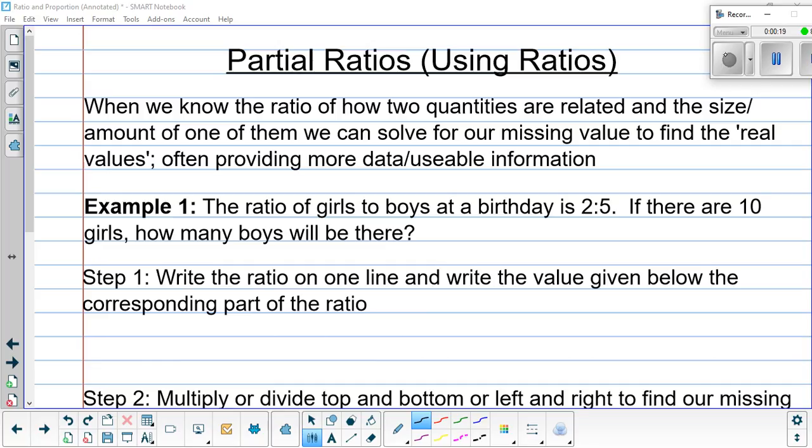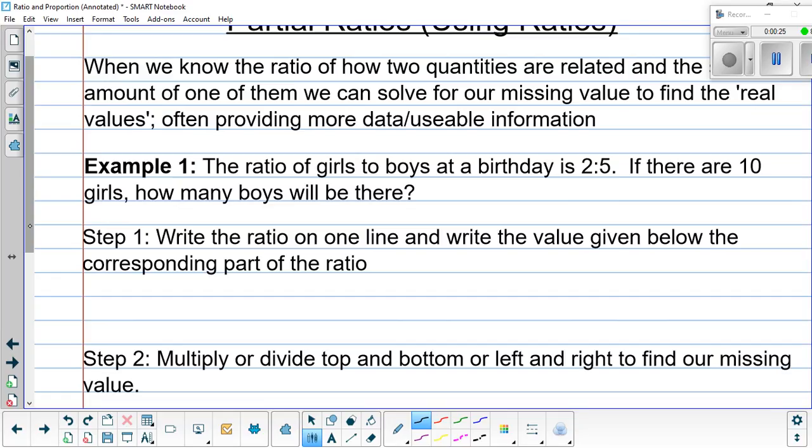So first example, the ratio of girls to boys at the birthday is 2 to 5. So this is just how they're related, right? No matter how big or small this birthday got, it'd still be in that ratio. Okay? So technically the smallest amount of people could be 7, right? That's when there's only 2 girls and 5 boys, because we can't have partial people.